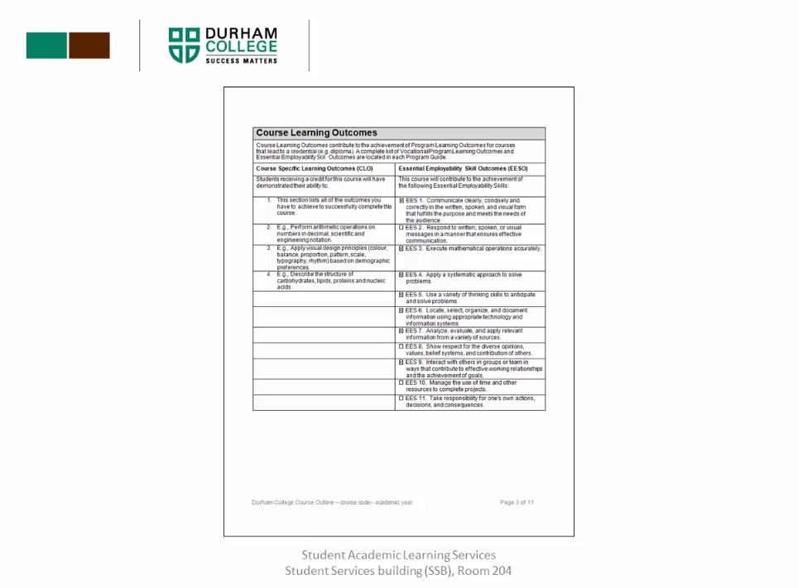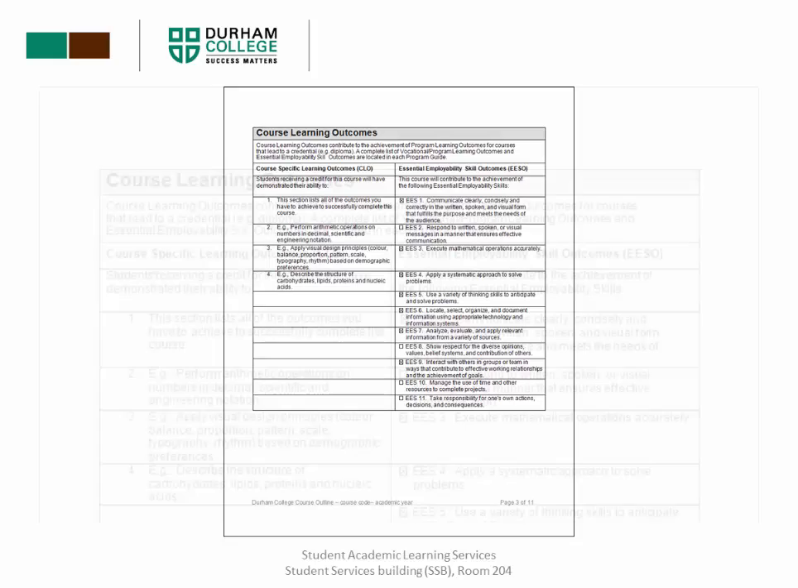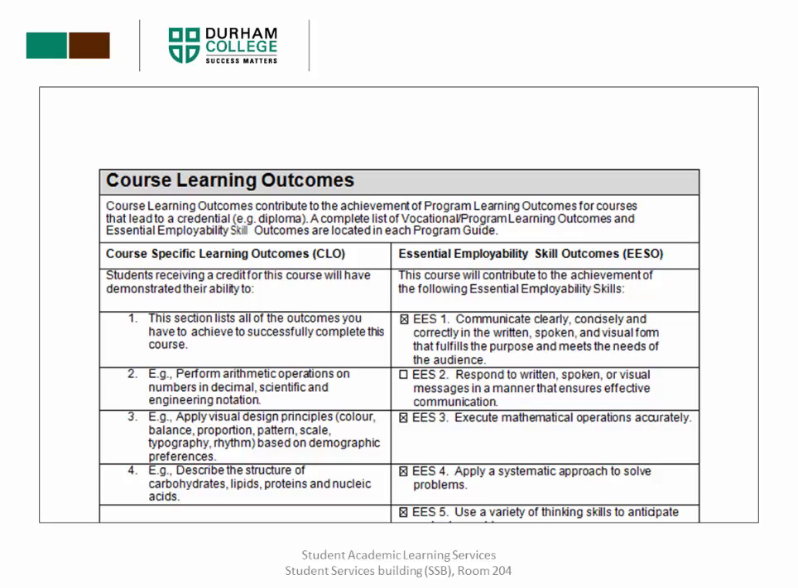Page 3 of your course outline will list all of the learning outcomes for the course listed in 2 columns. If we zoom in on the course learning outcomes, we will see that the outcomes are divided into course-specific learning outcomes, or CLOs, and essential employability skill outcomes, or EESOs. The column on the left contains the course-specific learning outcomes, which are all of the outcomes you need to achieve in order to pass the course.